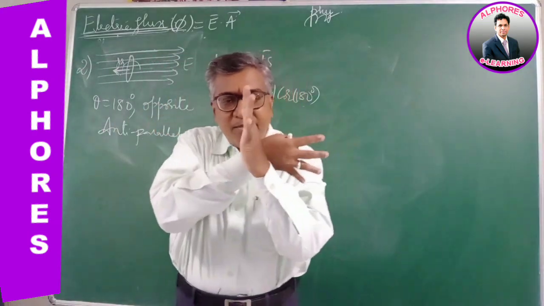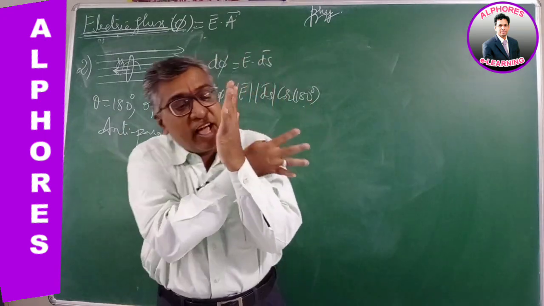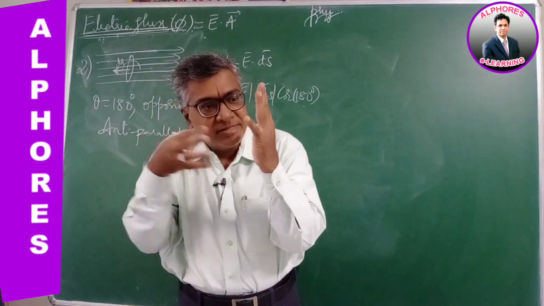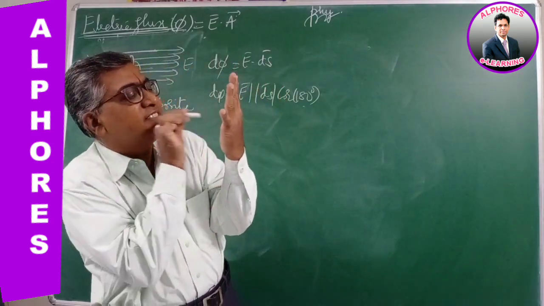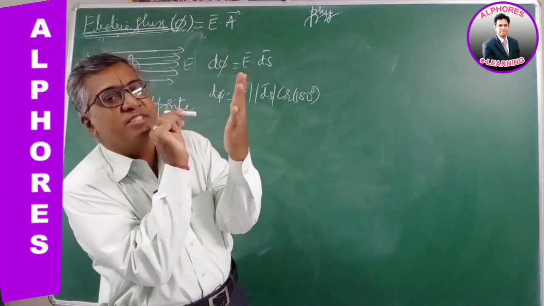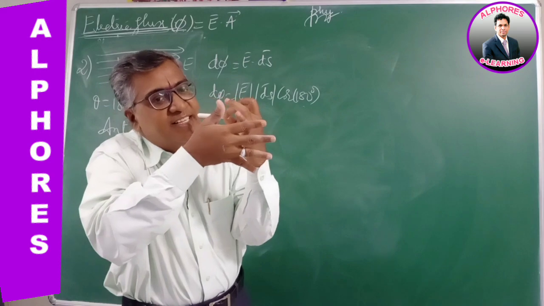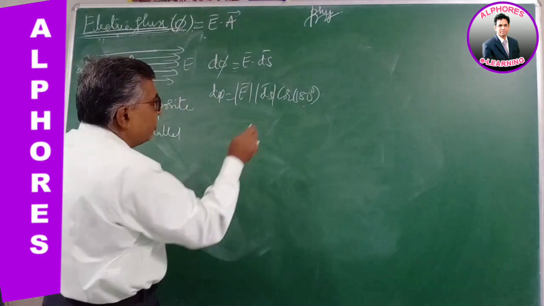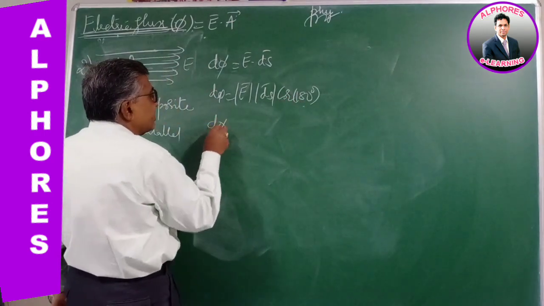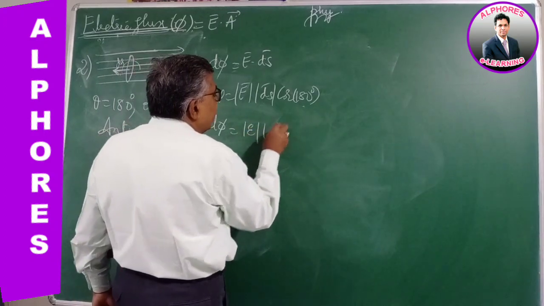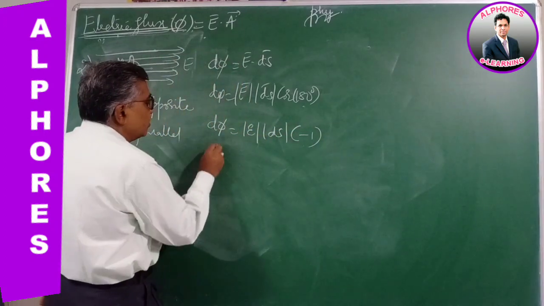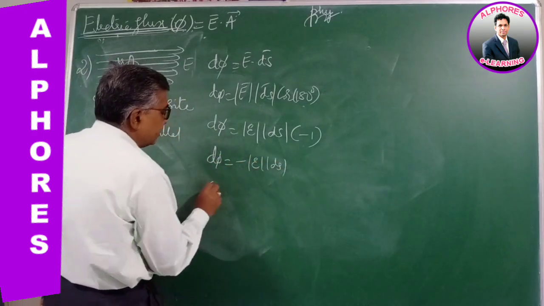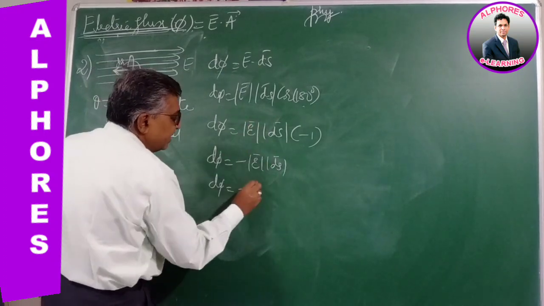The field is in this direction. I am considering the surface area to be like this, so the lines of force are falling on it. The area element is this side, the normal to the surface represents the area element, and the field is in the opposite direction. Angle 180 degrees. According to trigonometry, cos 180 is minus 1. So it's mod E mod ds cos 180, which is minus 1. So the flux is minus mod E ds, or d phi is equal to minus E ds.